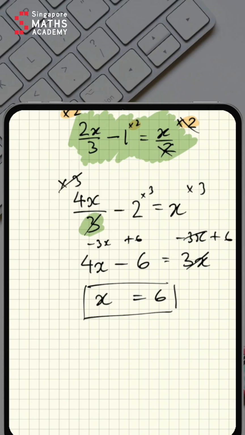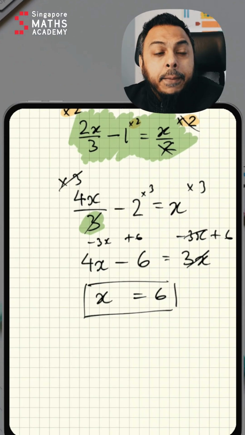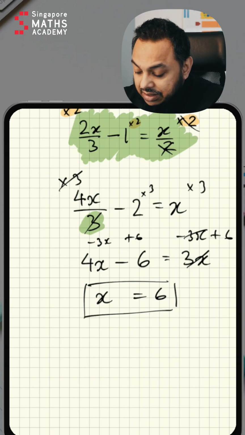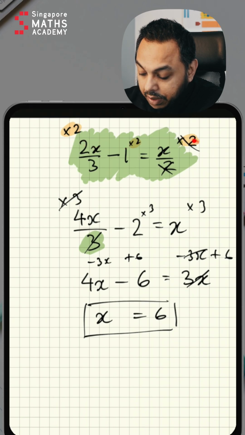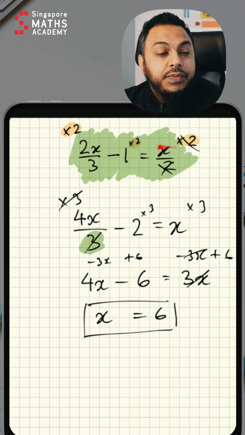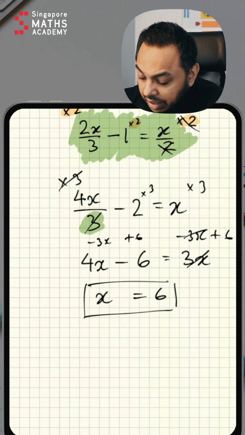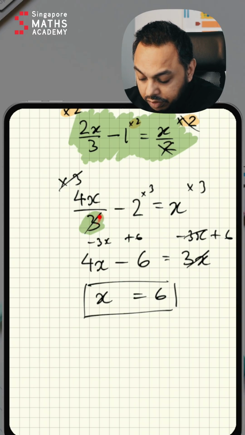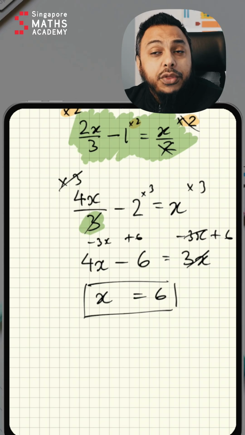So what did we do here? Let's have a quick recap so that we fully understand what to do and what not to do. Now, in this example, I multiplied by 2 on both sides. There is another more efficient way of doing this, but the reason I've done this is so that I can get rid of the 2 as a denominator, and then after that I got rid of the 3 as a denominator by multiplying by 3 on each side.